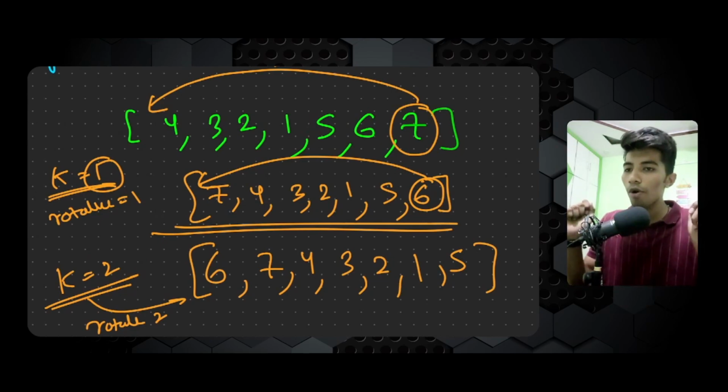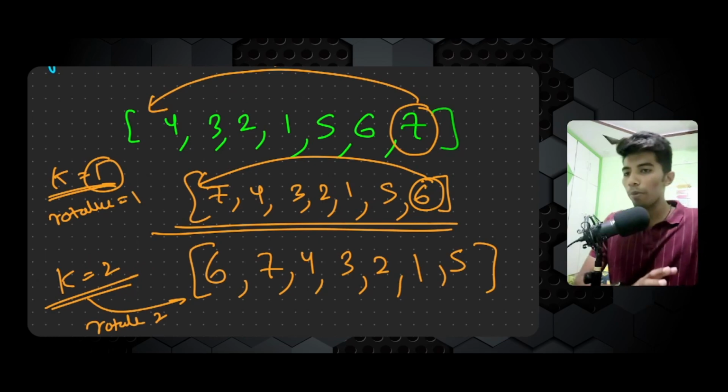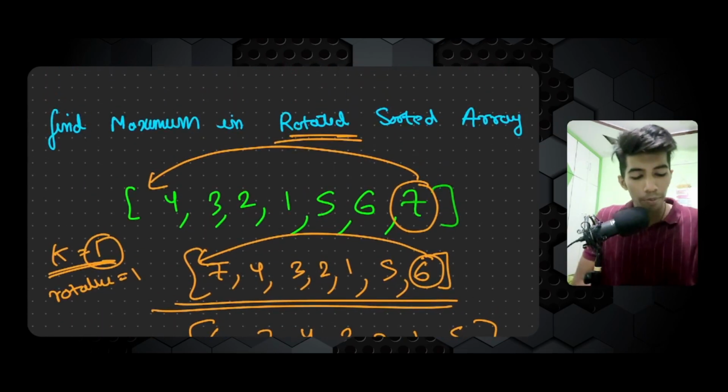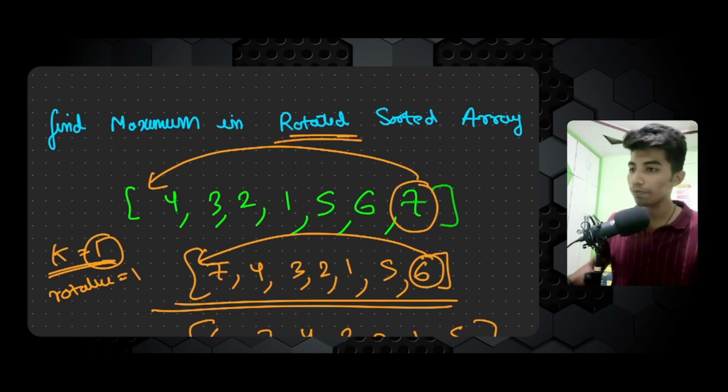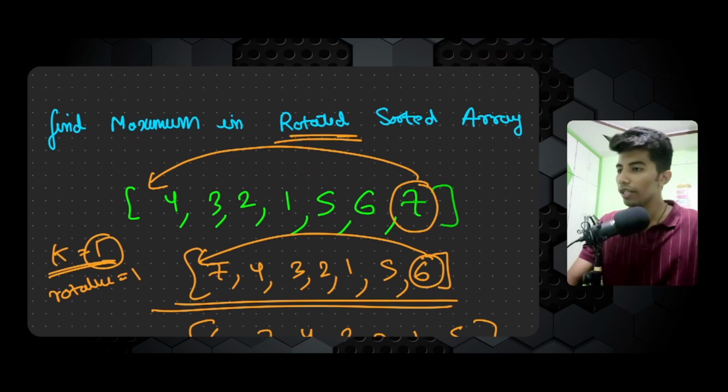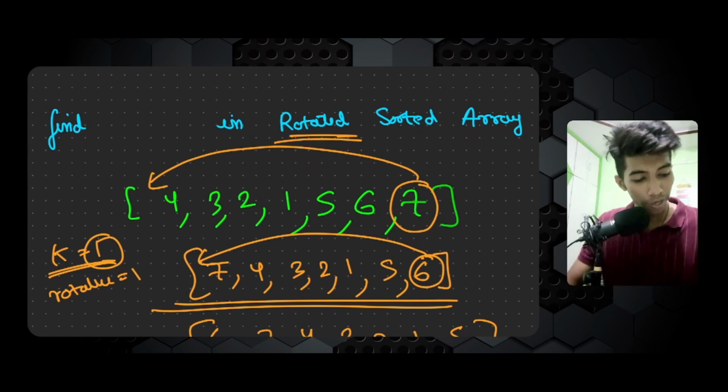Now we will talk about the concepts of rotation in a very great way as possible, and how this particular concept contributes to our problem. So our problem is that we have to find the maximum in the sorted array. Okay, not the maximum, we have to find the minimum. I've written the wrong statement. I have to find the minimum in this rotated array.